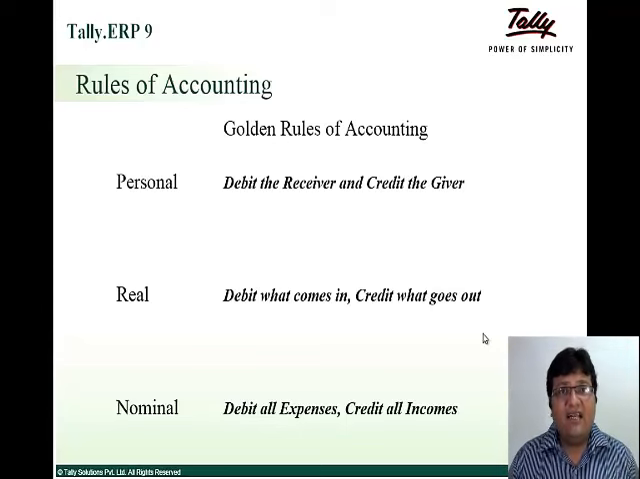Right. Then there are real accounts. The assets and liabilities that we discussed in the previous slide are the real accounts. So the real accounts will follow a general rule of accounting, that is debit what comes in and credit what goes out. So let's take an example of furniture being bought. Now when I buy furniture, what is happening in that case? The furniture is coming into the business. Therefore, when I am passing the transaction for furniture, I will debit the furniture.